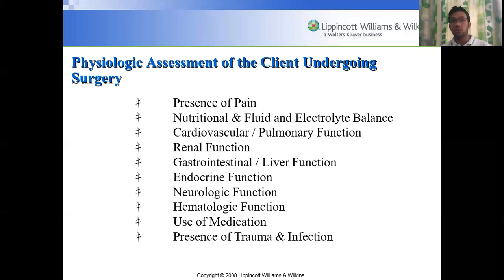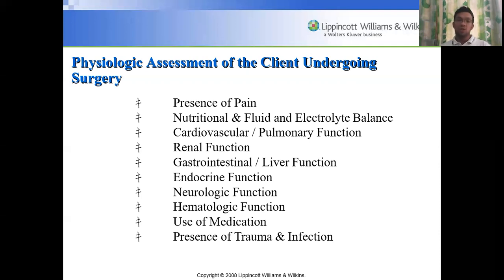Assess the renal function as well. We need to do that. This is with regards to the fluid and electrolyte balance, if they can excrete the waste materials and fluids. GI and liver function should also be tested prior to the surgery, most likely if the patient will undergo abdominal surgery. Endocrine function. Check if the patient's blood sugar levels are high, because this can be a problem post-operatively with regards to wound healing again.